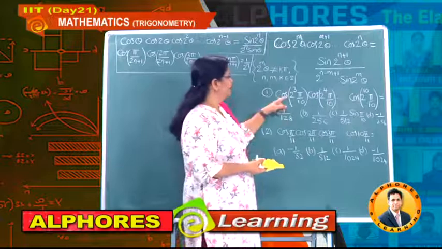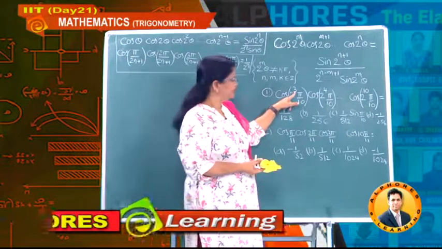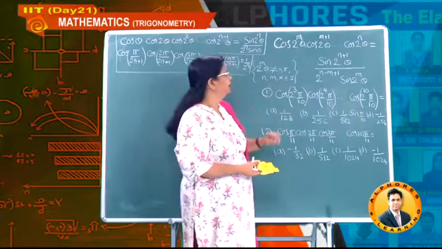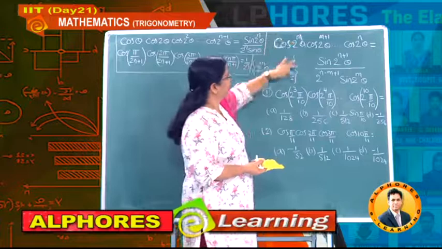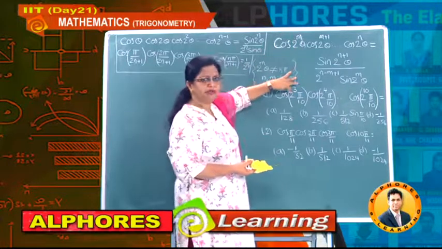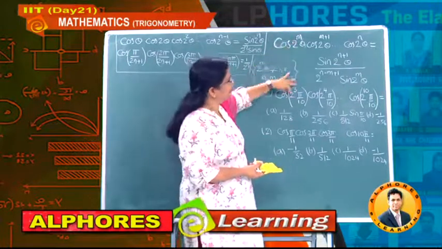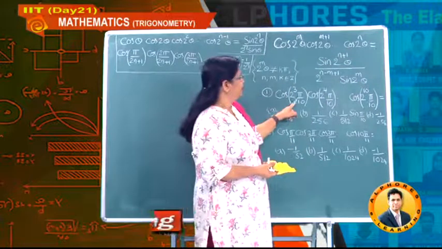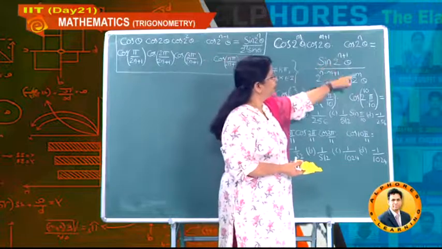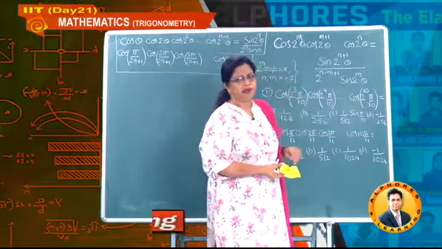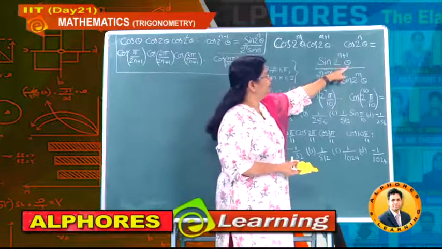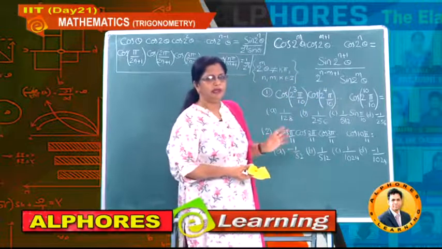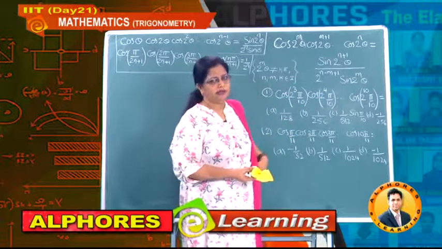Now here it starts from 2 cube onwards: 2 cube, 2 to the power of 4, up to 2 to the power of 10. If you compare, what is your m value? 3. m is 3 and the last value n is nothing but 10. Then if I substitute, sine 2 to the power of 10 plus 1, so this is 2 to the power of 11 theta divided by the corresponding value, and later we apply some trigonometry allied angle concept.